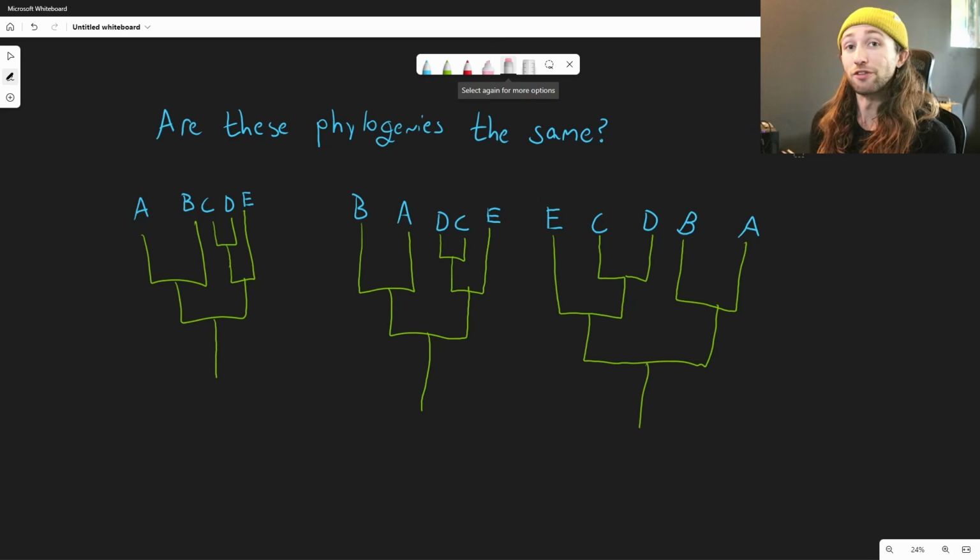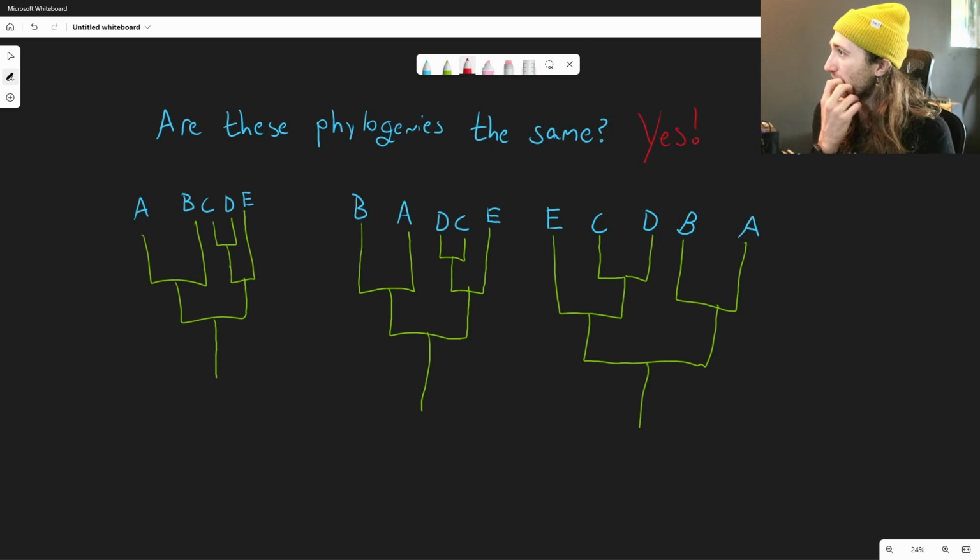And now we will answer the question. The question here is, yes, all of these phylogenies are actually the same. And again, this goes down to that rotation principle, okay? So we'll do a big yes with an exclamation point because we're excited.